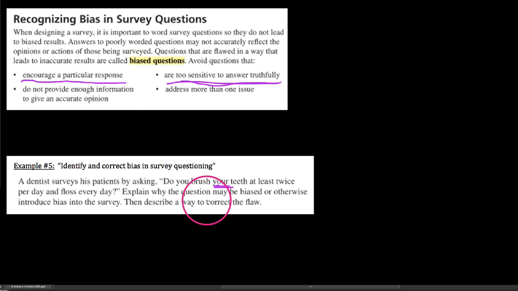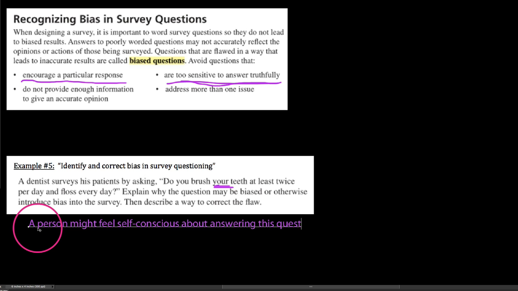So in terms of why this might be biased, let's write down what we mentioned here. A person might feel self-conscious about answering this question truthfully if they do not brush at least twice per day. So how could we rewrite this question is something I want you to think about here.